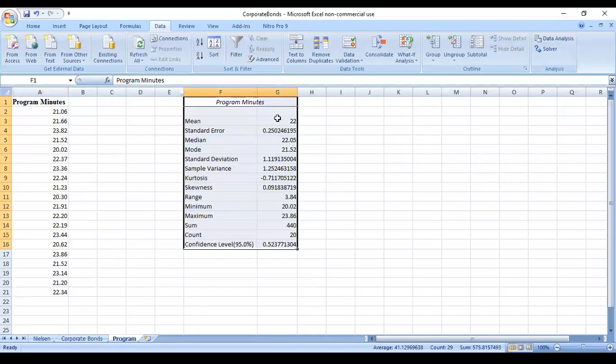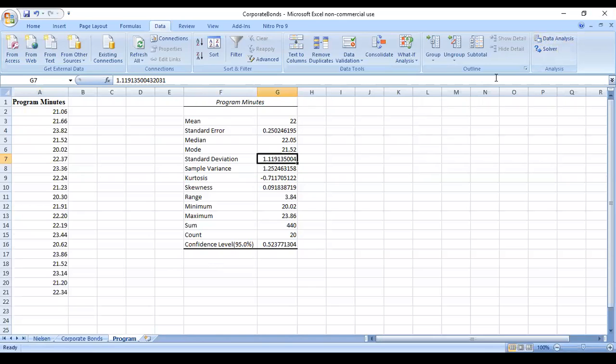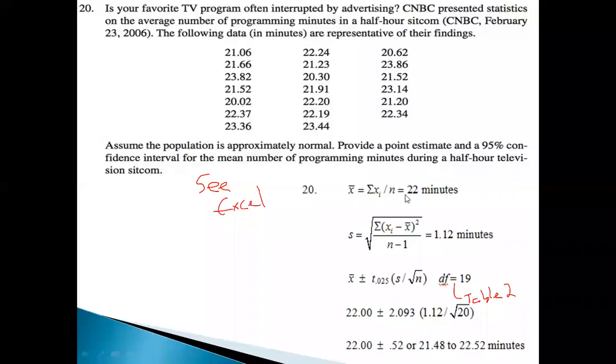And so we get the mean is 22, standard deviation is 1.119. Those are the main things we really need. Now we could have just done that using equals AVERAGE and then put the data set in, and we could have done equals STDEV for standard deviation and found it that way, but data analysis runs a lot quicker. So back here, we got our X bar is 22, and the standard deviation was 1.119, so they rounded it to 1.12, which is fine. So now we just plug all that in.